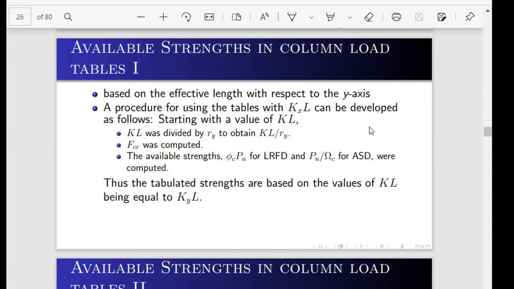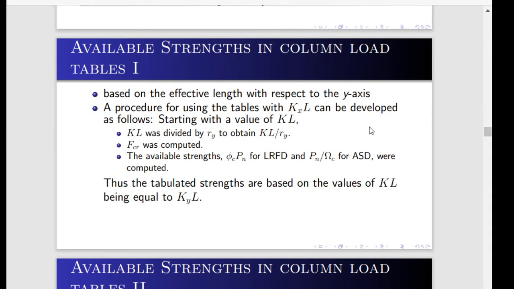So let's discuss this continuation topic under the design of compression members. Available strength in column load tables 1 is based on effective length with respect to the y-axis, so the KyL. A procedure for using the tables with KxL can be developed as follows.